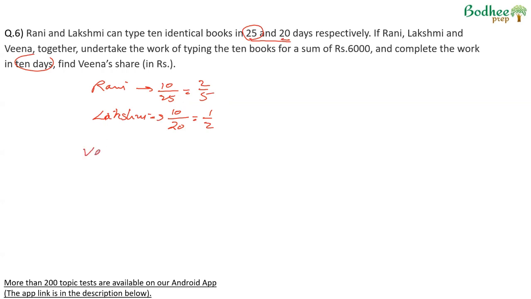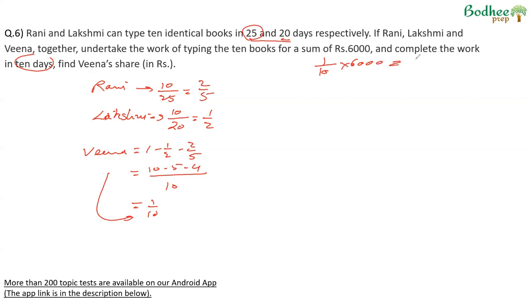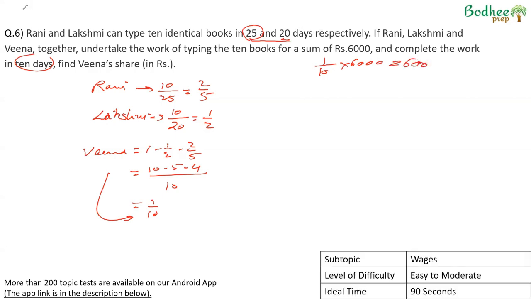And therefore, Veena's share of the work will be 1 minus 1 by 2 minus 2 by 5, which becomes 10 minus 5 minus 4, so 1 by 10. So Veena has done 1/10 of the work. She will get 1/10 of the money, which will be 600 rupees. Wages based basic question, easy to moderate. As you can see, about 90 seconds to solve.